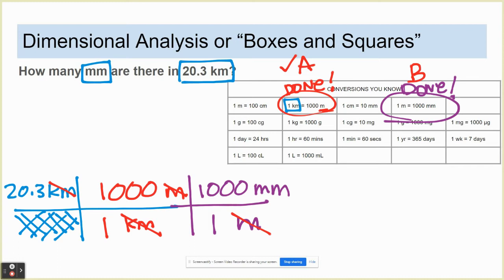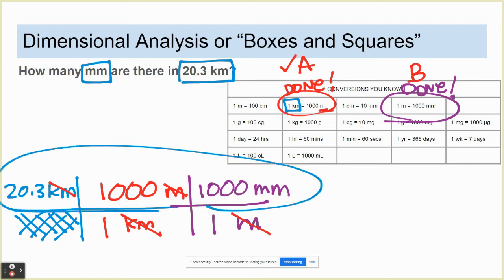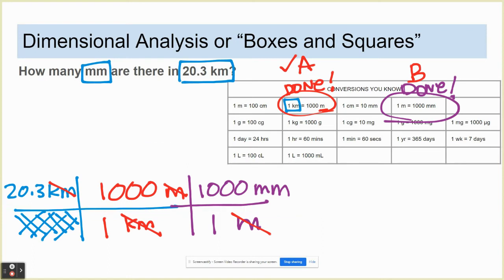So 20.3 times 1000 times 1000. Remember, we have to multiply all the top boxes horizontally. So 20.3 times 1000 times 1000 is 20,300,000. And in the top box, the last unit that we have is mm.